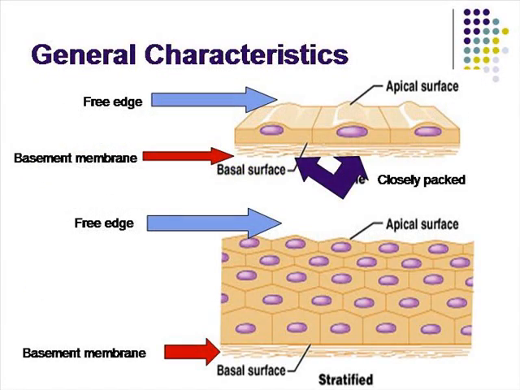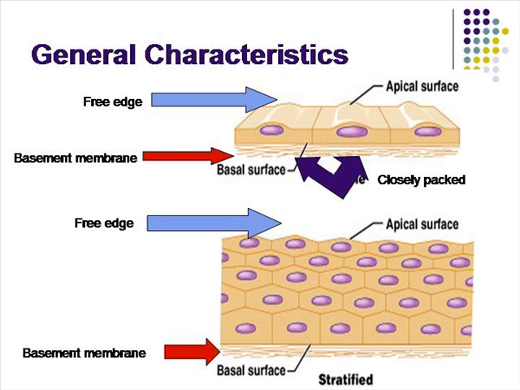This picture shows the general characteristics of epithelial tissue that was discussed on the previous slide. The blue arrow is pointing to the free edge in both a simple epithelial tissue, where there is just one layer of cells, and in a stratified epithelial tissue, where there are multiple layers of cells. The red arrow represents the basement membrane, which is holding the bottommost layer of cells to the underlying connective tissue.